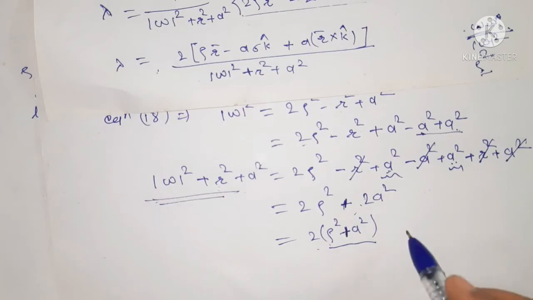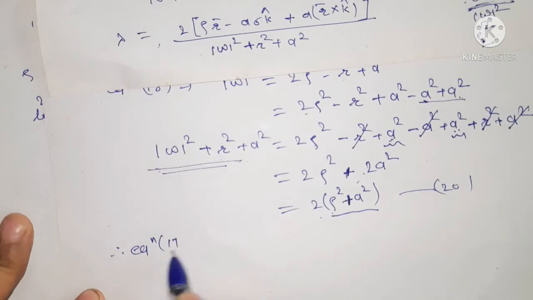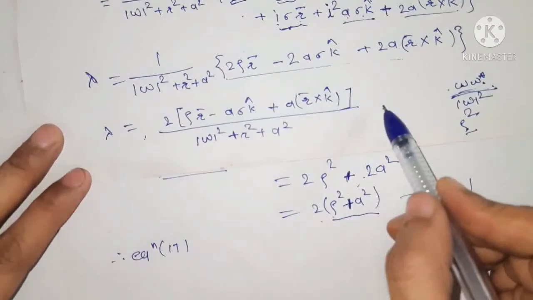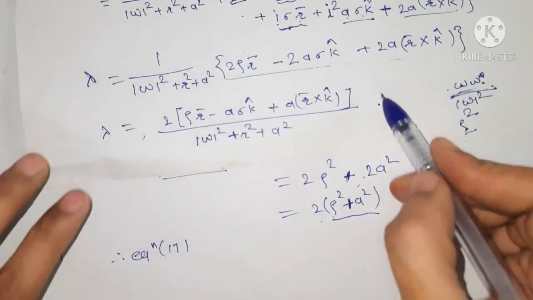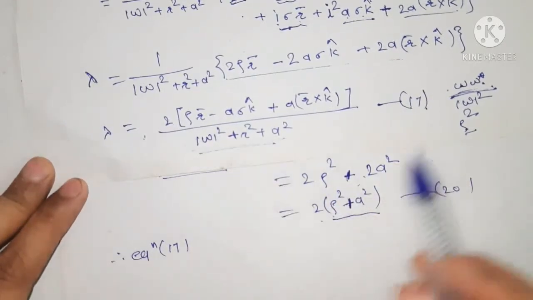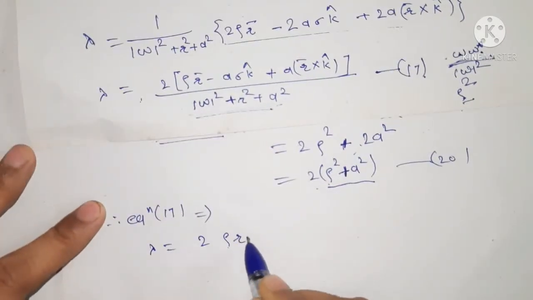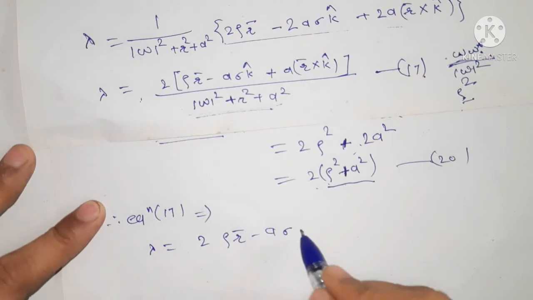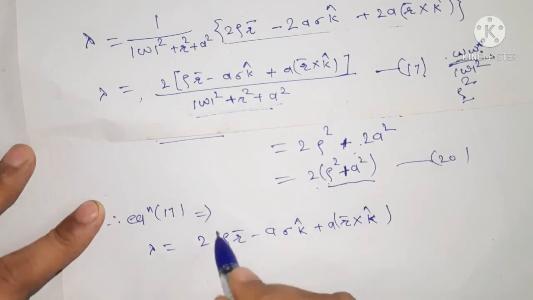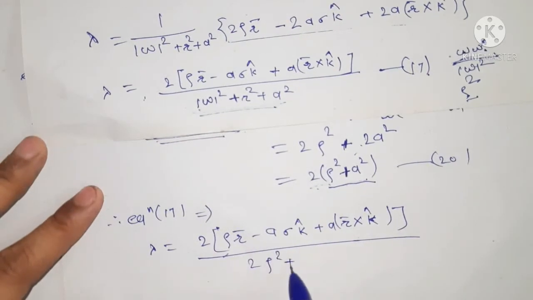Now we give this as equation number 20. Therefore equation 17 is given to this lambda term, that is simplified in the simplified form. So we substitute the value of this denominator in equation 17. So we have lambda equals 2 rho r bar minus a sigma k cap plus a r bar cross k cap, upon the value of this bracket term, which will be equal to 2 rho square plus a square.